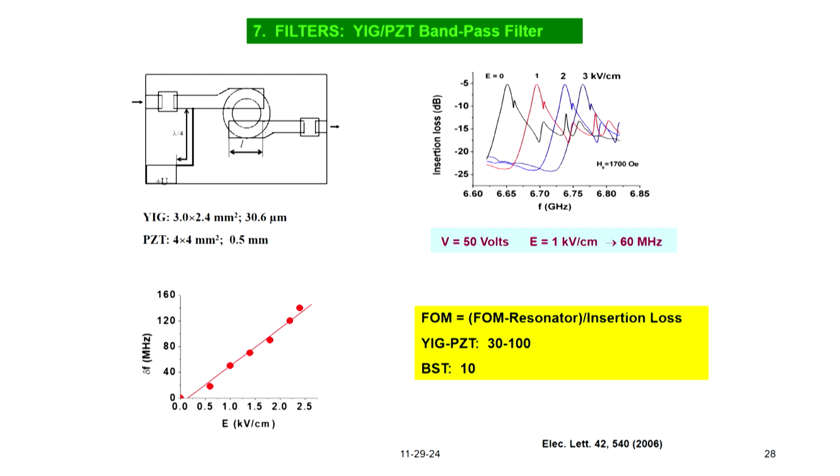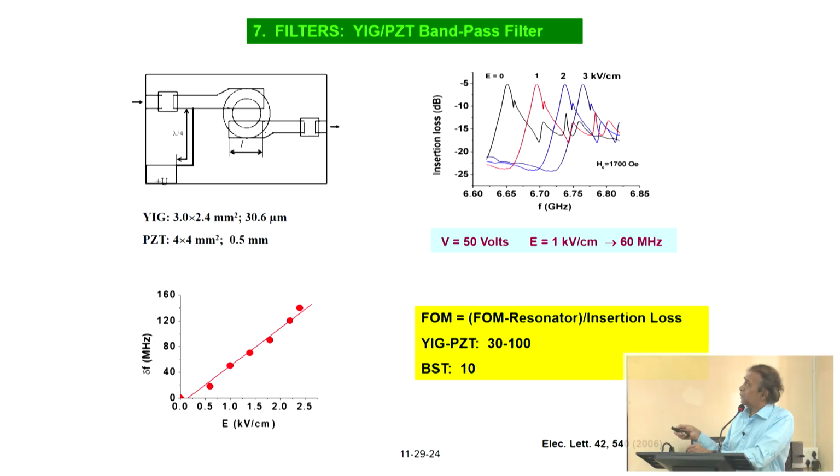Okay, this is what I call a band pass filter. In this device based on YIG PZT, there are two microstrips. One is at the input, one at the output. The sample is placed in such a way that it lies across these two microstrips. So what happens is when you excite this with microwave power, there will not be any power transmitted to the output until you reach ferromagnetic resonance in YIG.